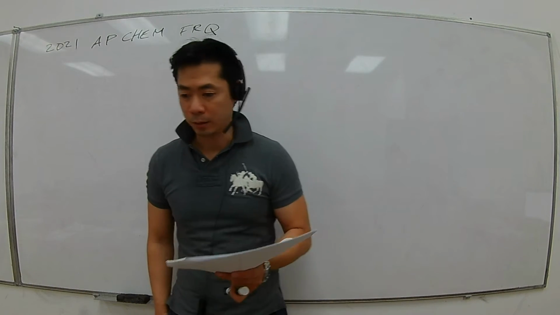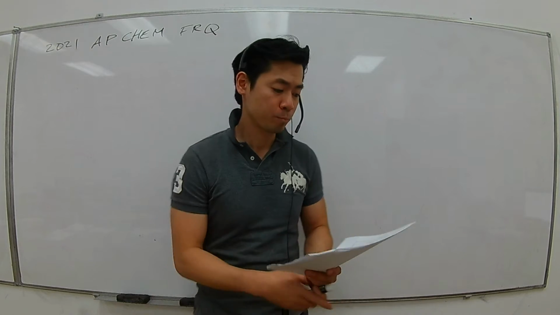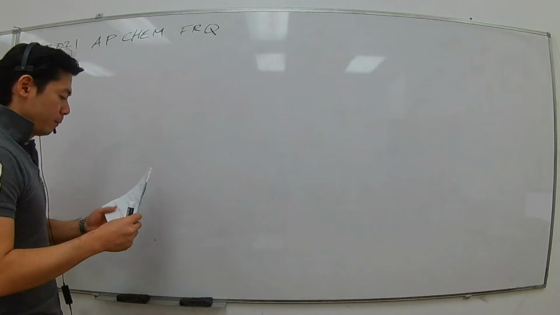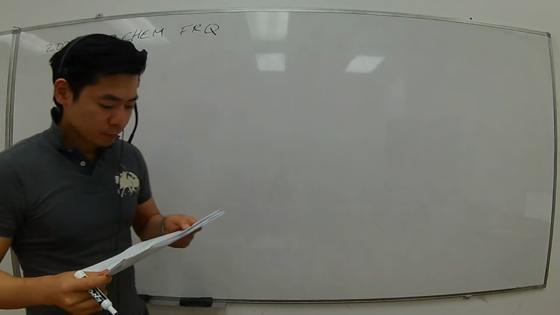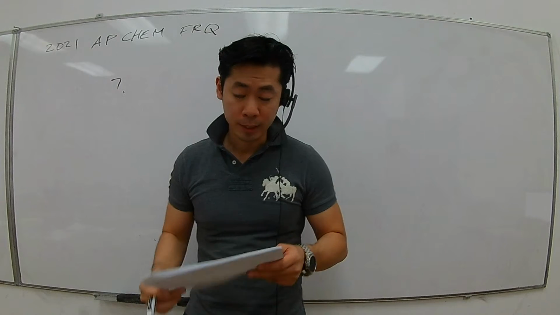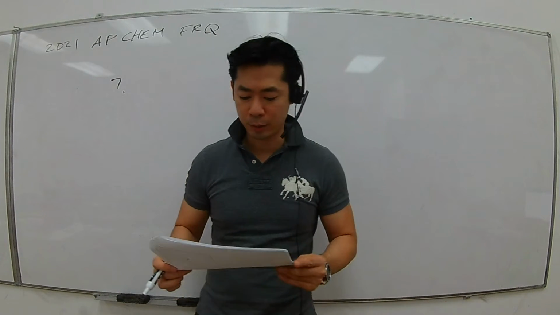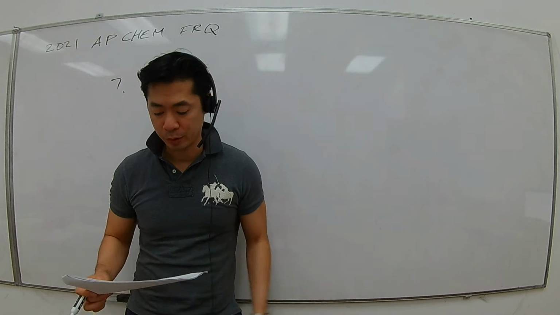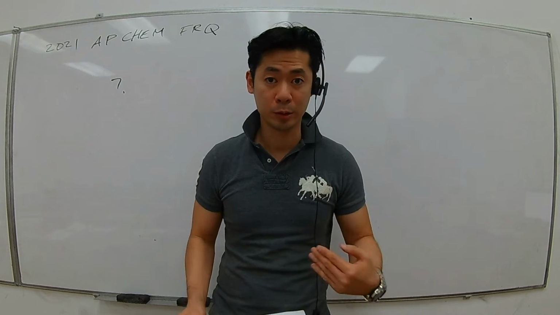Hey guys, let's take a look at the last question on AP Chemistry 2021 free response, question number 7. The question is asking: calculate the density of the O2 gas at the conditions they provided, which are a volume of around 8 liters, a pressure of 1 atm, and a temperature of 25 degrees Celsius. They also provide you with the number of moles of the O2 gas.